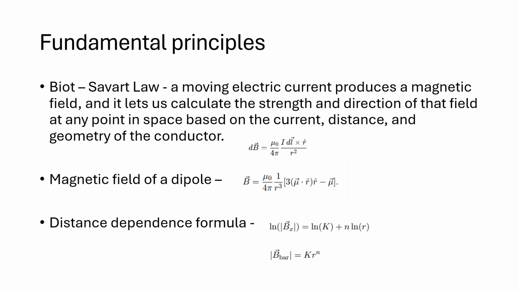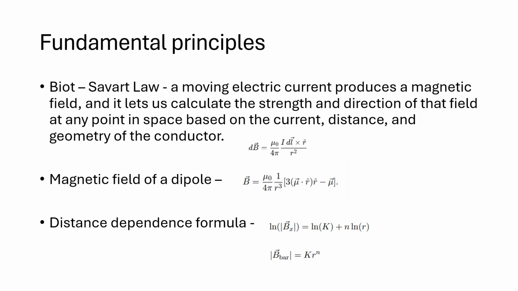Here are some fundamental principles that we need to understand. The Biot-Savart law states that a moving electric current produces a magnetic field, and it lets us calculate the strength and direction of that field at any point in space based on the current, distance, and geometry of the conductor. The formula for that law is right below its definition.